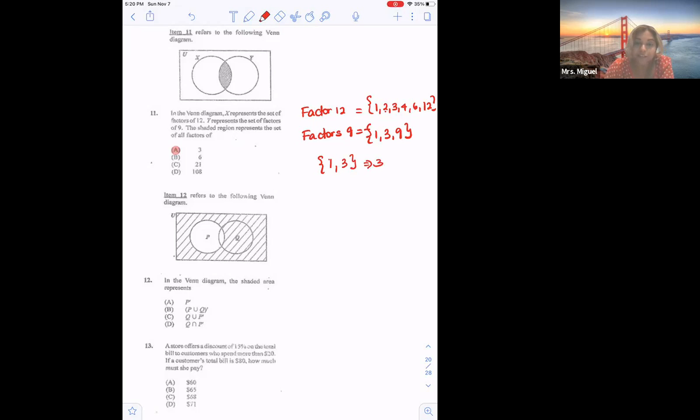Number 12, we did that already. Everything is shaded but P, that is P complement. A store offers a discount of 15% on the total bill. So 15% of $80. Right? 15 multiplied by 8 divided by 10 is 12. So the customer will pay $12 less. 80 minus 12 is 68. The customer will pay $68.